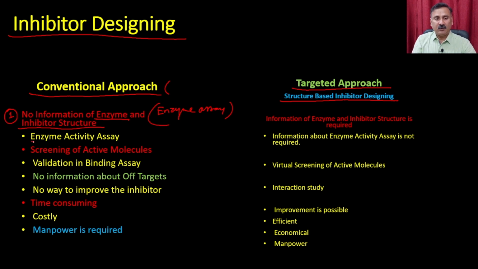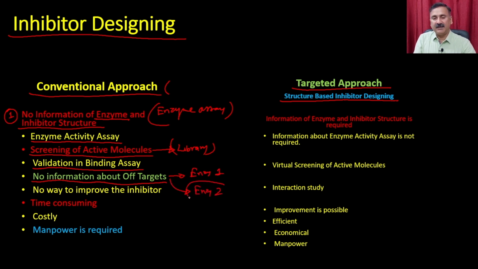So what you require is an enzyme activity assay, and screening of the active molecules, so you require a library of molecules. Okay, this means you require the molecules in hand. Then you require validation in binding assays, and one of the major drawbacks is there will be no information about off targets, right? If it is enzyme 1 for which you are screening, it could be possible that it may be affecting enzyme 2, and this enzyme 2 could be useful or good for the host.